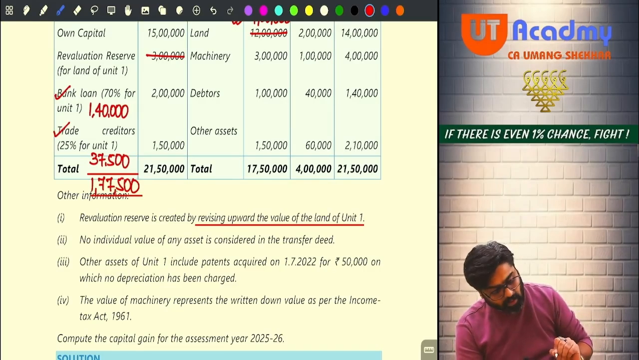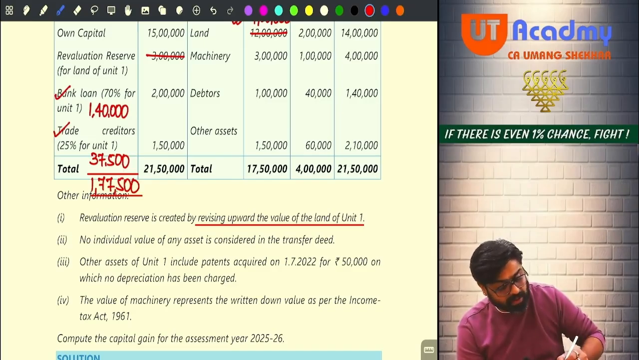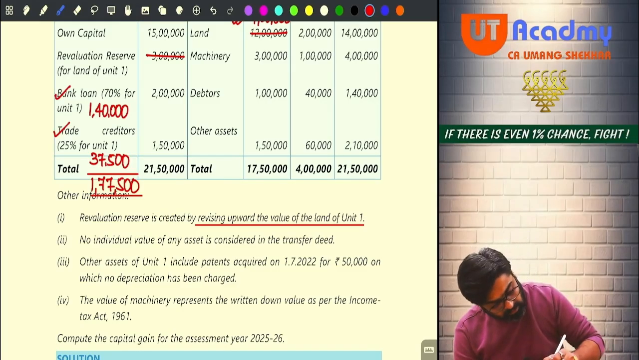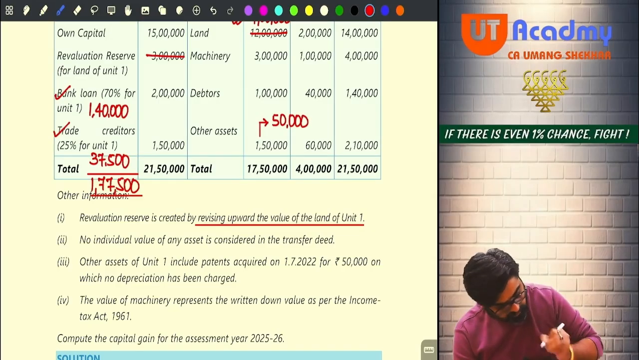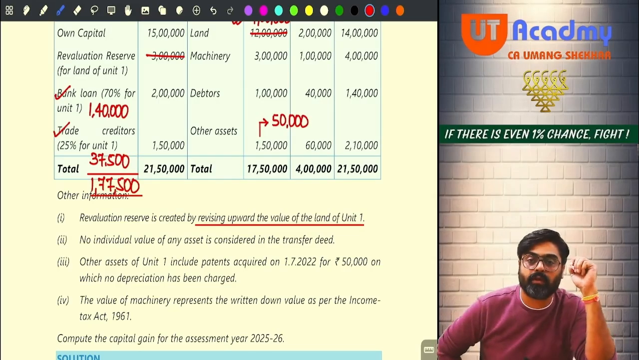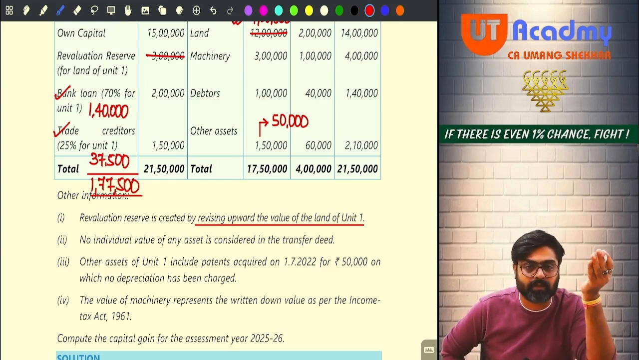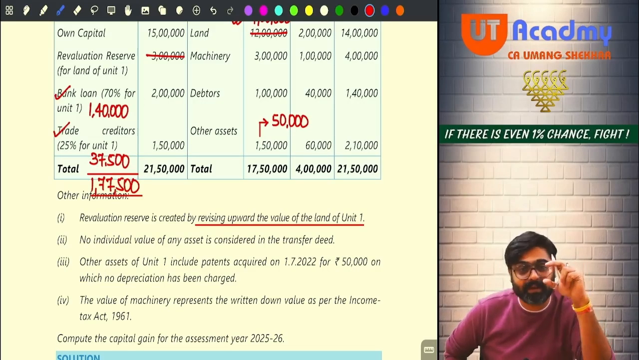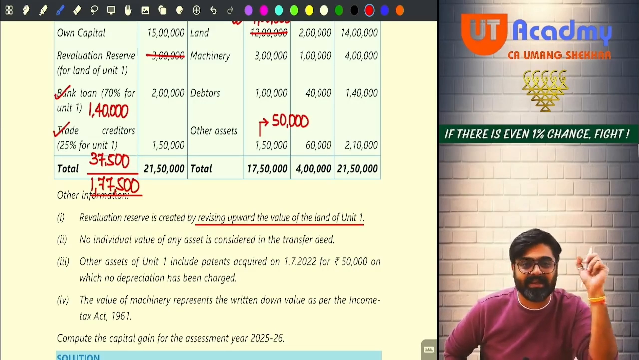1,50,000 includes a patent acquired on 1st July 2022 for rupees 50,000, on which no depreciation has been charged. Meaning that out of this 1,50,000, 50,000 is the value of the patent which was acquired in 2022. Do you remember that a patent is an intangible asset which is used in business? For that you get depreciation. So a patent is a depreciable asset, a depreciable intangible asset.